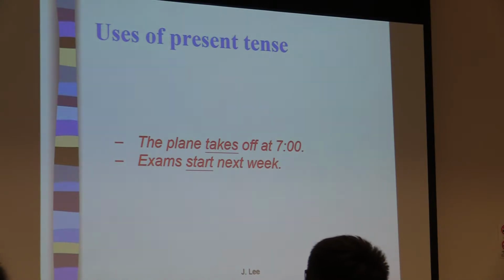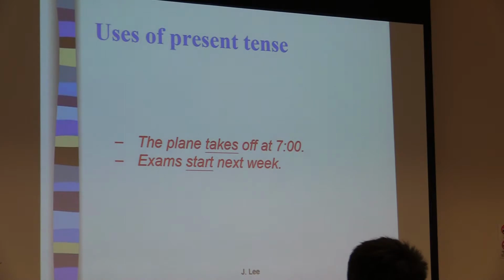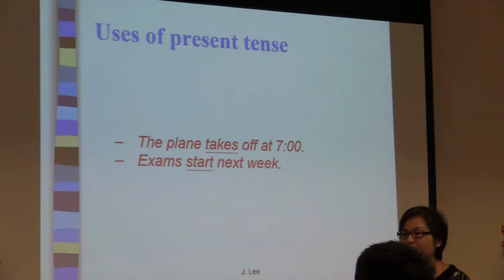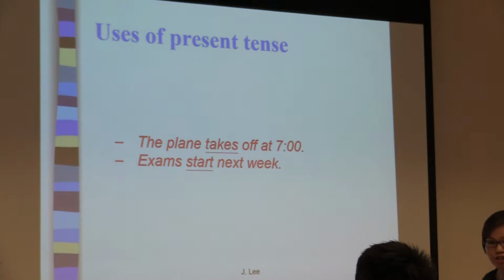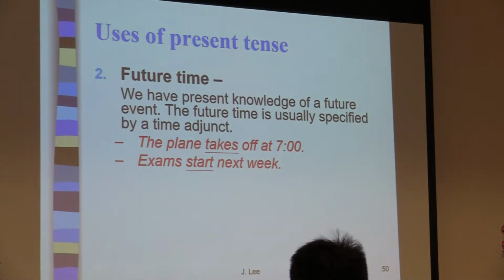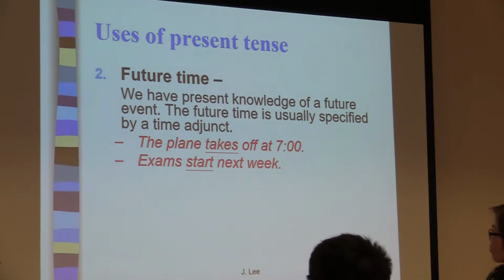Then how about this one? The plane takes off at 7 tonight. Exam starts next week. Are they about the present time? Arranged. Yeah, arranged, the schedule. Something arranged already. So actually it is about a future time. We have present knowledge of a future event.